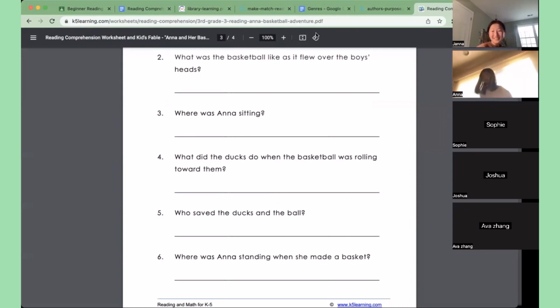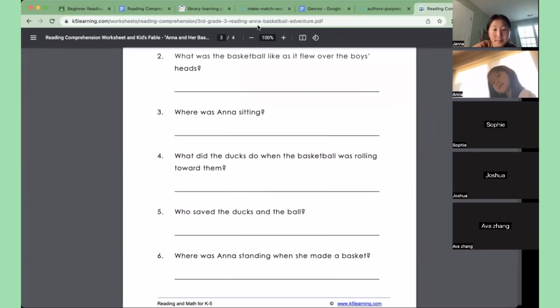Yeah, because they were having fear. They were scared of the ball. They were scared of a big orange thingy hurtling toward them. Yeah, so scared. Good job. Oh wait, sorry. Who saved the ducks and the ball? Yeah, who saved the ducks and the ball? Yep. Okay. Anna. Good job.